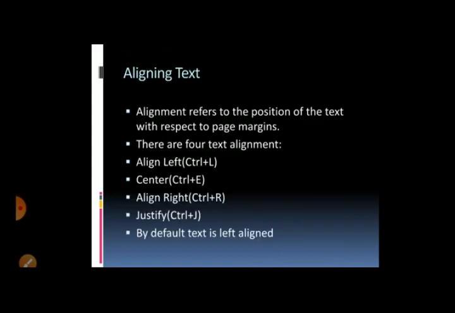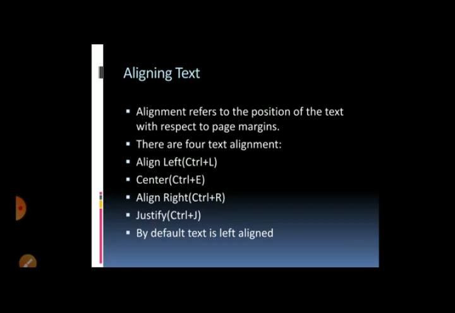Next, aligning the text. What do you mean by alignment? It refers to the position of the text with respect to the page margin. There are four types of text alignment. First is align left, second is center, third is align right, and fourth is justify. By default, the text is aligned left.